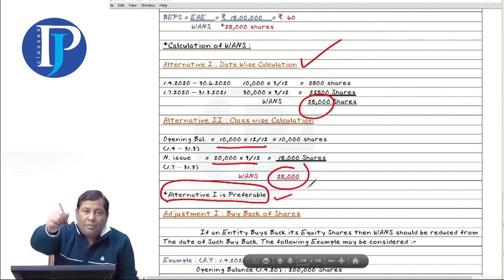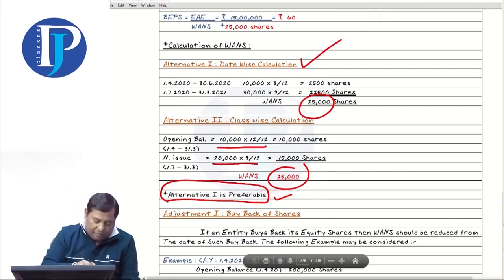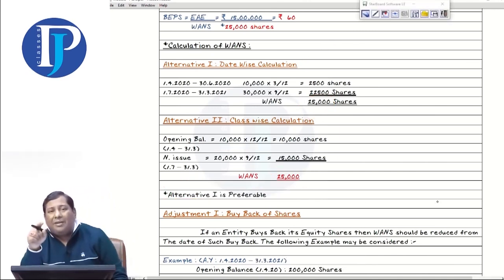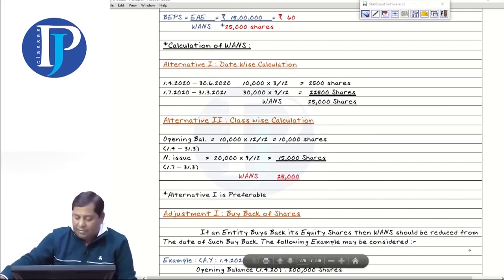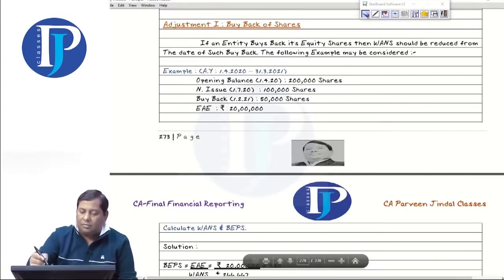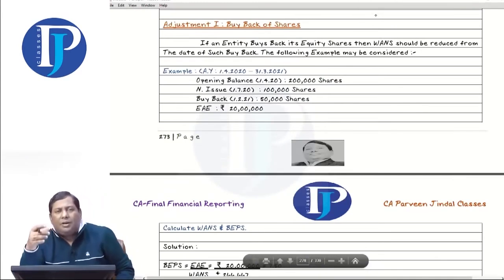Then I told you about adjustments in the weighted average number of shares. As we made adjustments to earnings available for equity shareholders, we make adjustments here. Point first was buyback of shares. When a company issues new shares, the weighted average increases. If they buy back shares, it decreases.